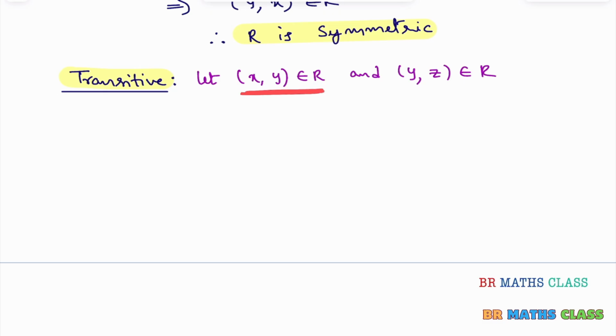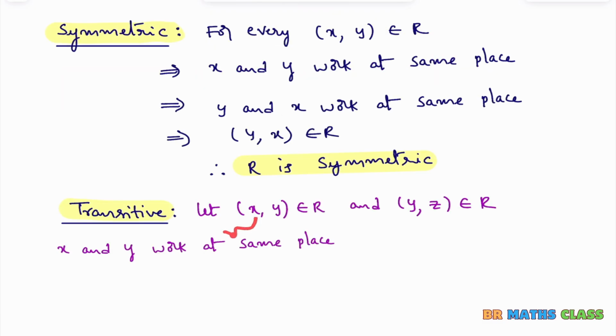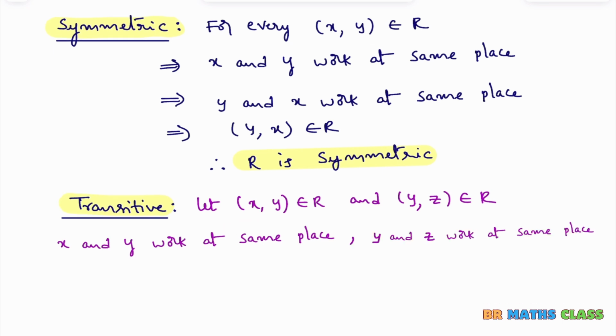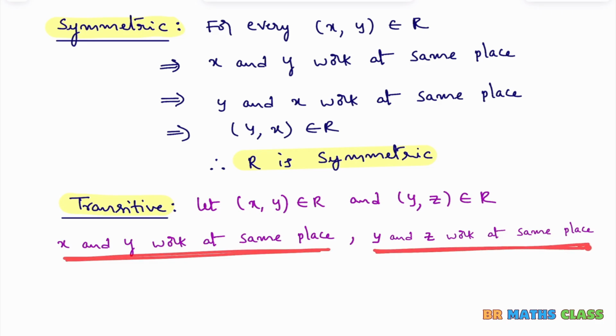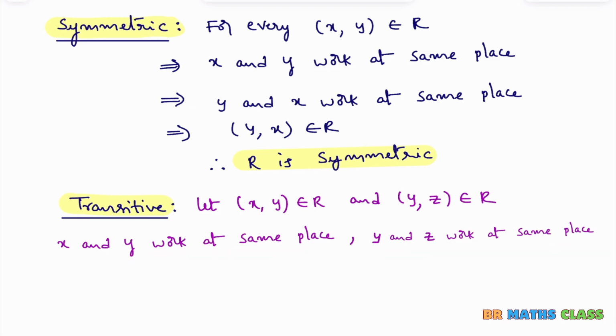(x, y) belongs to R, it indicates that x and y work at the same place. As we taken (y, z) belongs to R, it indicates that y and z work at the same place. X and y work at the same place. Y and z also work at the same place. Please observe. Suppose x and y work at the same place, company A. Y and z work at the same place. As y is working at A, y and z also work at A. This indicates that x and z work at the same place.